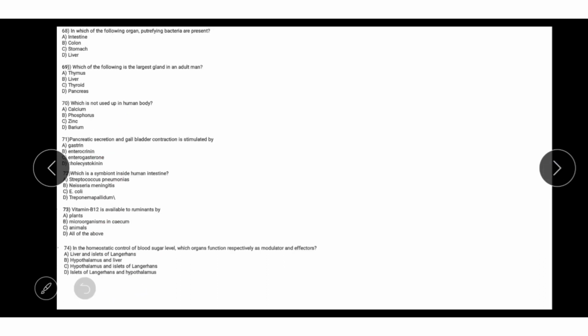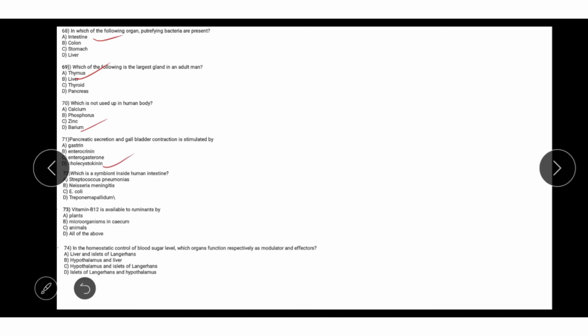In which of the following organ putrefying bacteria are present? Intestine. Which of the following is the largest gland in an adult man or woman? Man. Liver. It has regenerating capacity too. Which is not used in the human body? Barium. Pancreatic secretion and gallbladder contraction is stimulated by cholecystokinin.